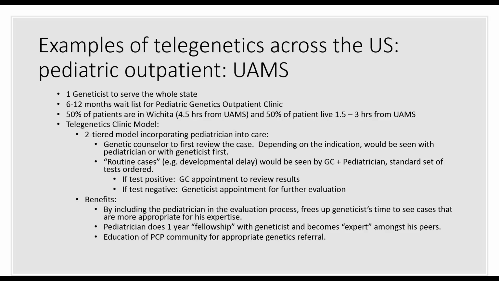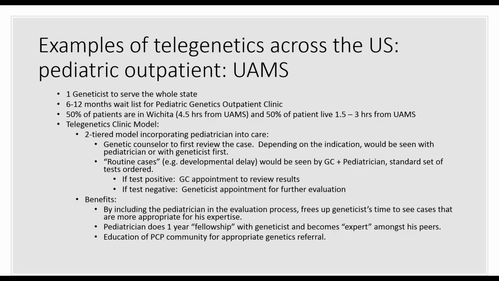And here's a second example. I think it's really super cool. So in Arizona, there is only one geneticist for the entire state. And their wait time for the pediatric geneticist is 6 to 12 months. And the geneticist is only able to see about 8 patients a month, with all the different volumes. And their patients are coming from all over the state. 50% of them would have to travel over 4.5 hours to get to the clinic. And a lot of them just live way too far away.